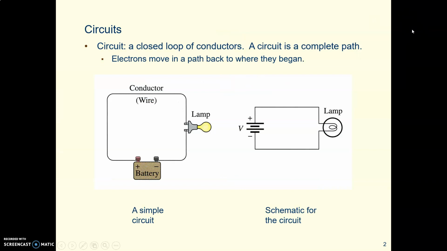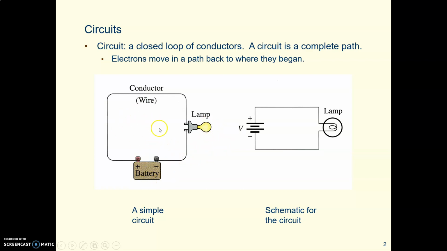The main idea we want to get hold of is that a circuit is a closed loop of conductors which form a complete path. And you need to have a closed loop in order for current to flow. In a circuit, you have some kind of voltage source, could be a battery in a flashlight, and you have some kind of load. Load could be the bulb.